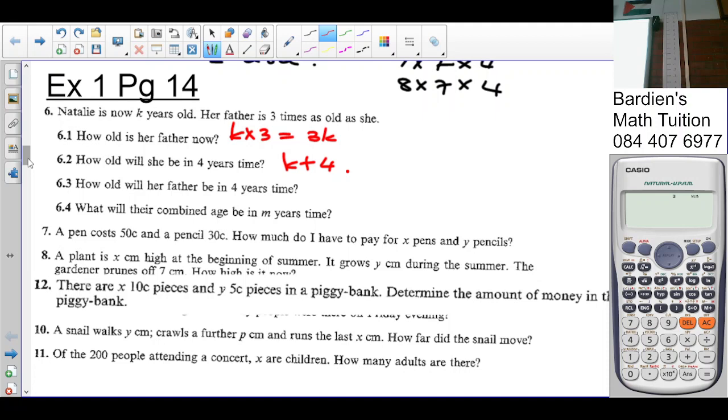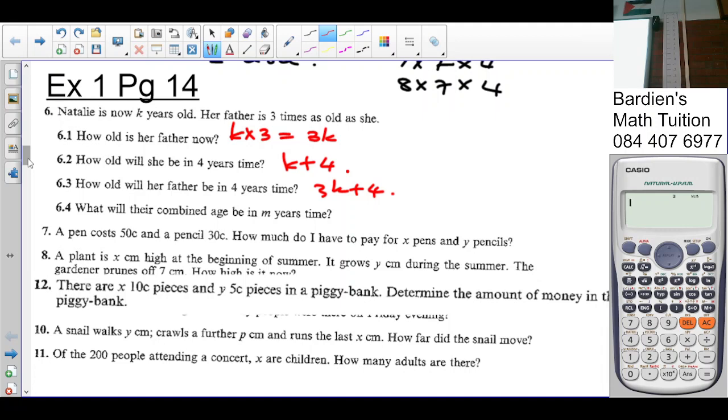How old will the father be in 4 years' time? 3K plus 4. Because currently it's 3K. In 4 years' time, you will be 3K plus 4. Okay.